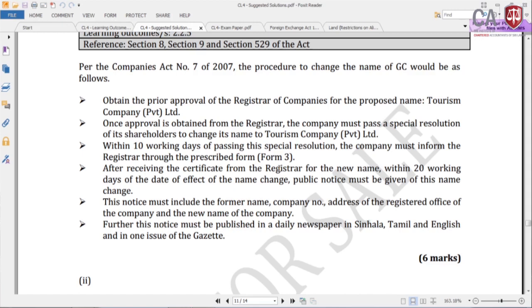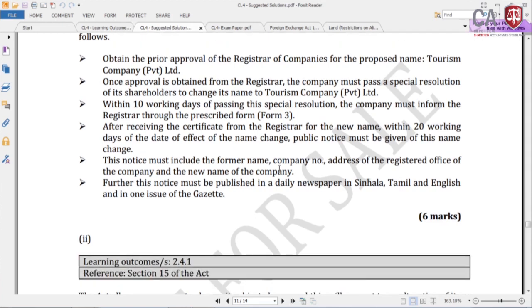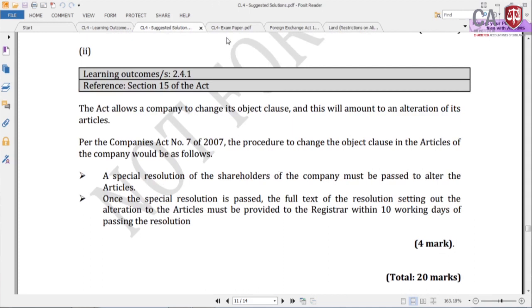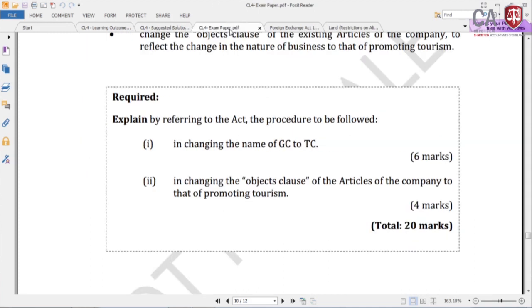This notice must include the former name, company number, address of the registered office of the company, and the new name of the company, all these things. Then further notice must be published in a daily newspaper in Sinhala, Tamil and English as a public notice and in one issue of the Gazette in order to effect that. So that is how you have to answer that particular question of the name change, the procedure involved.